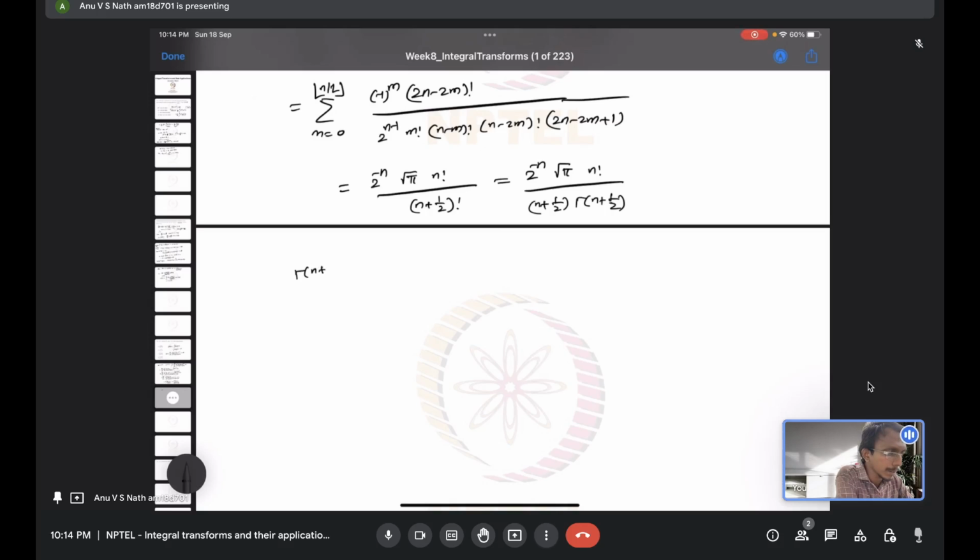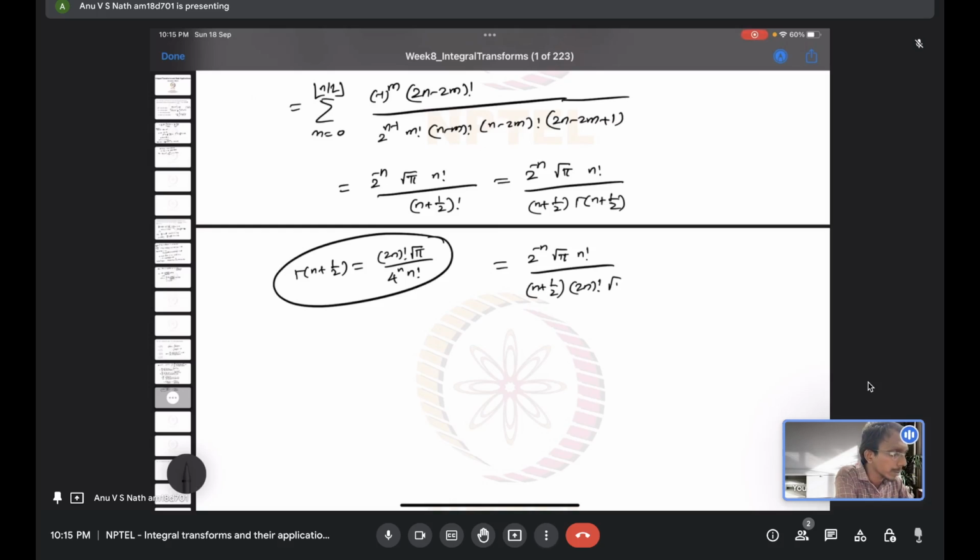Now gamma of n plus half has a formula, which is 2n factorial root pi over 4 raised to n factorial. You substitute that here, you will get 2 raised to minus n root pi n factorial by n plus half times 2n factorial square root of pi over 4 raised to n factorial. Now you see the 4 raised to n and 2 raised to minus n will combine together to give 2 raised to n. This root pi will cancel, then n factorial will group together, we will get n factorial square.